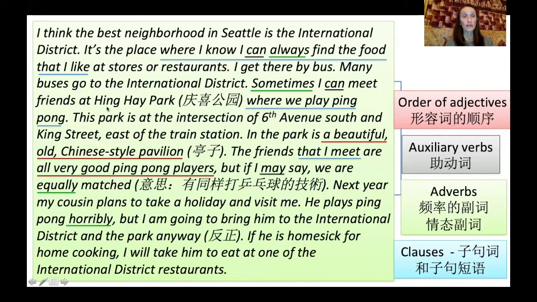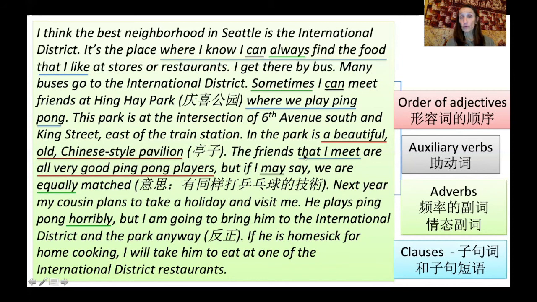Okay, so here's another clause. Sometimes I can meet friends at Hinghe Park. Well, Hinghe Park is a place, 一个地方. Okay, so the connecting word is where, because it refers to a place. Let's see, another one is down here, the friends that I meet. So now here you can use that. Americans often use that. That can be for people, for animals, for ideas, for many things.